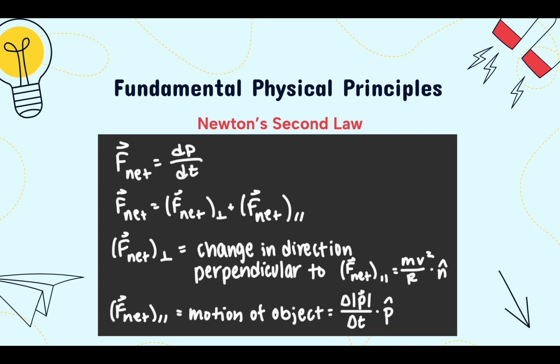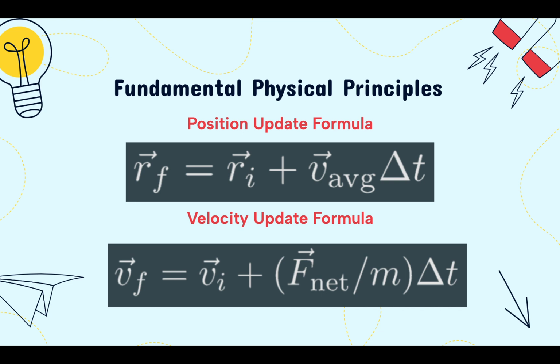The net force can be broken into the parallel and perpendicular components, where the perpendicular net force component is the change in direction perpendicular to the parallel net force, which is equal to mass times velocity squared over the distance times n hat, and the parallel component of the net force is the motion of an object, which is equal to the change in the magnitude of momentum over a change in time times p hat.